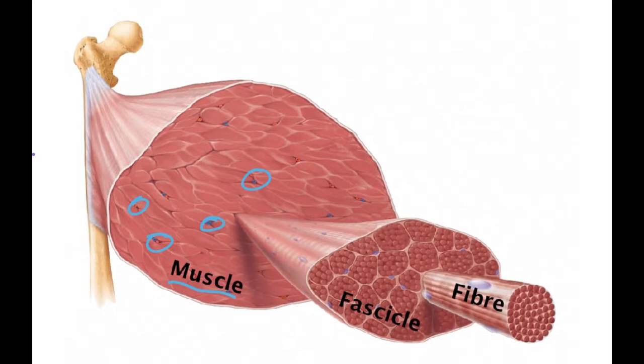Now, the connective tissue sheath that wraps around the muscle, if you can see it here, this is what we're going to call your epimysium.